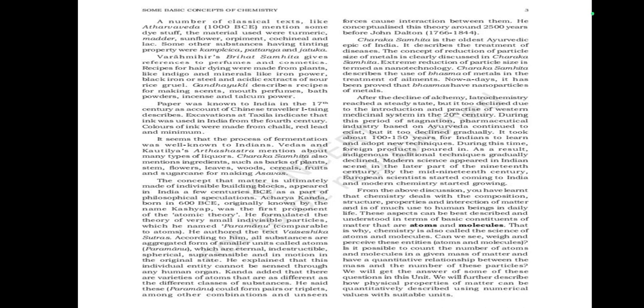Kanada added that there are varieties of atoms that are as different as the different classes of substances. He said these Paramanu could form pairs or triplets among other combinations, and unseen forces cause interaction between them. He conceptualized this theory around 2500 years before John Dalton, 1766 to 1844.